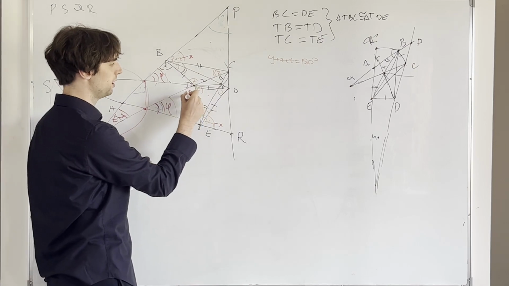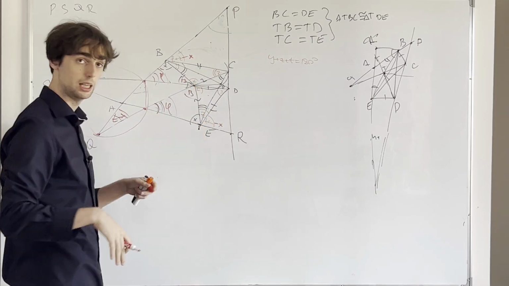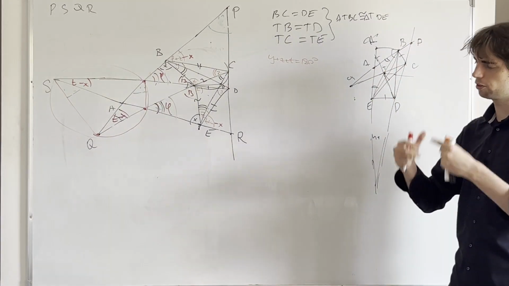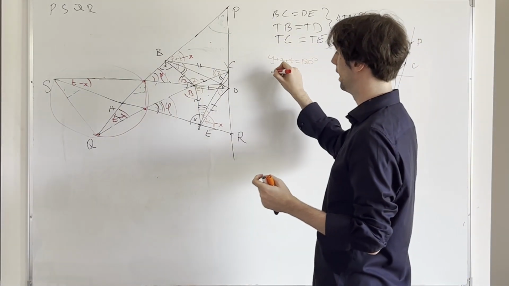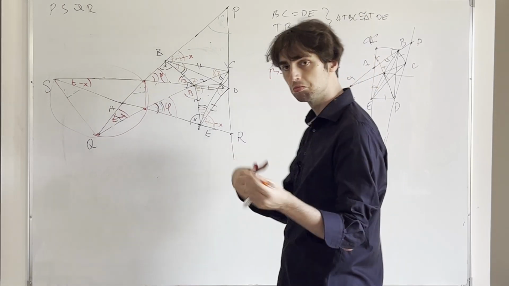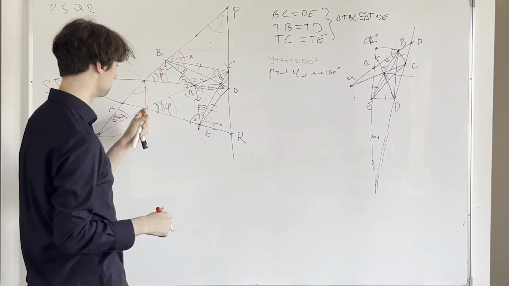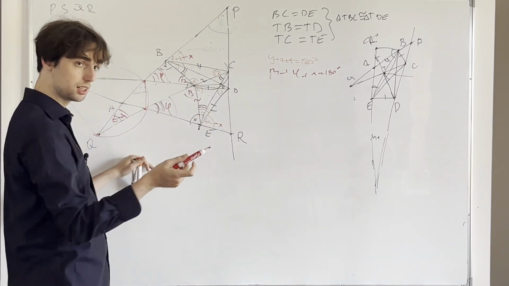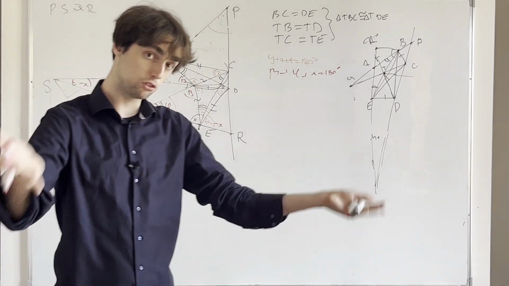Say this is beta and beta. I'm just naming everything I can, just trying to get a sense of what's happening. I have beta plus phi plus x is 180 as well. Good to keep track of that. And now, okay, what does this give me? Pause for 5 minutes, push the problem further.